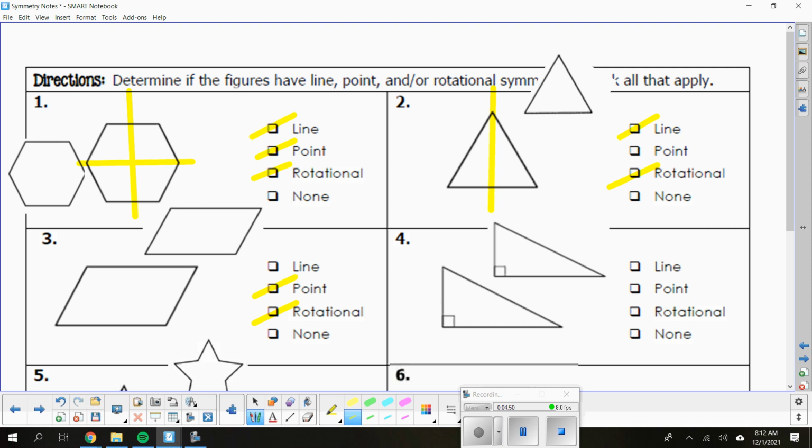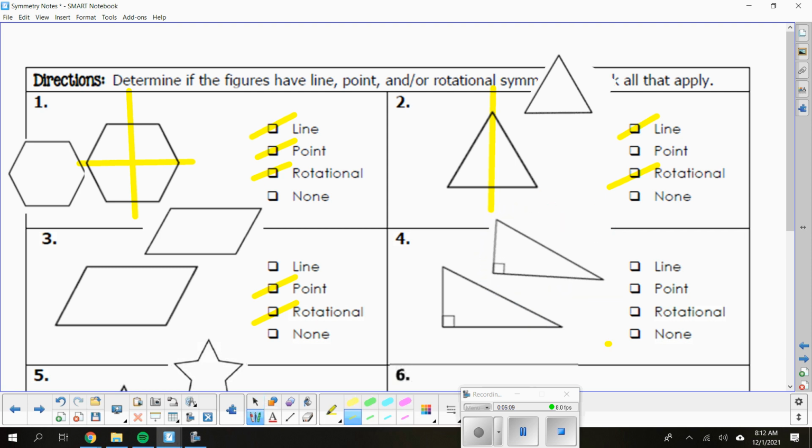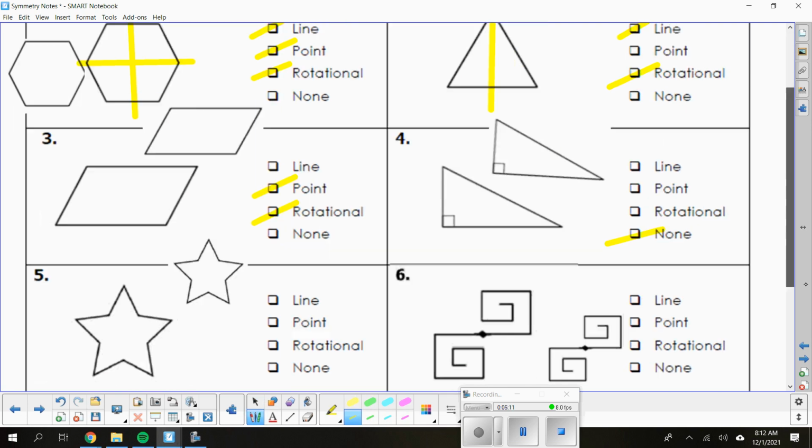On number four, if I try to draw a line in there, I'm not going to be able to do it. If I look for point symmetry, no. And if I rotate it, at any point does it look the same before I get back to my starting point? Nope, it didn't look the same until I got back. So this one would be an example of that.